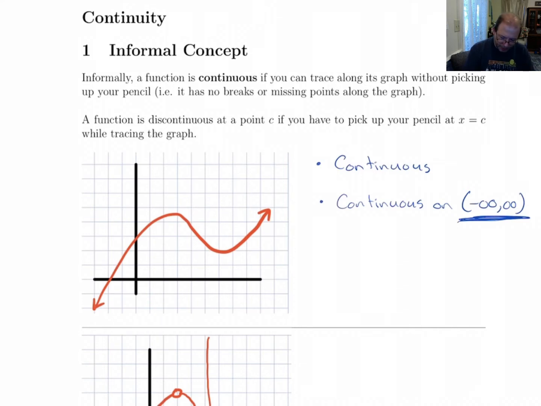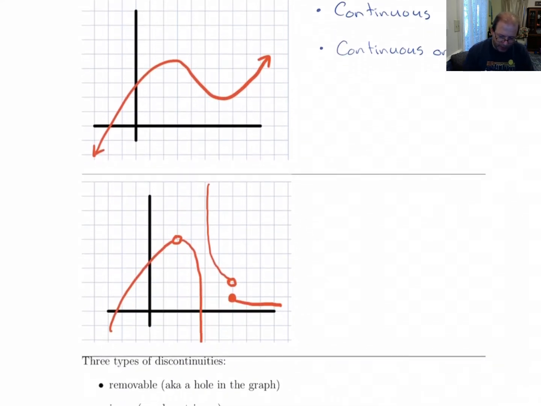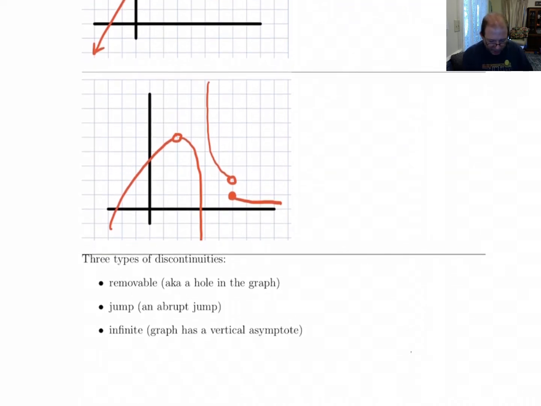Now this next example shows the three different types of discontinuities we can run into. They're called removable, jump, and infinite discontinuities. If you trace along the graph here, at this point there's a hole in the graph, a missing point. And that's a removable discontinuity. I also just call it a hole. Now if we continue along over here, we get to a vertical asymptote. And we had to pick up our pencil and then come back up here. So that's an infinite discontinuity.